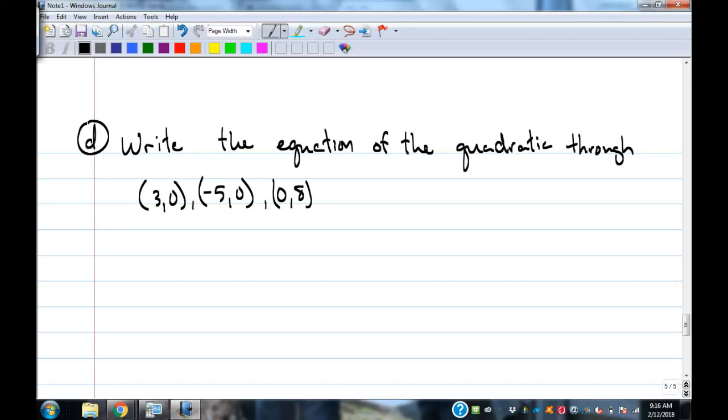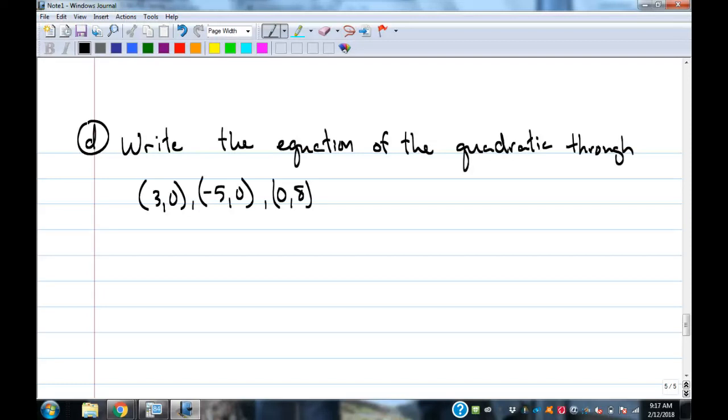Okay. So when they give you a question like this, you've got to be conscious of what they're asking or what they're giving you. We know what they're asking us to do. They're asking us to write a quadratic equation, and we're going to write it in all three forms. But let's start with the best form. What do we know about all three of these points?